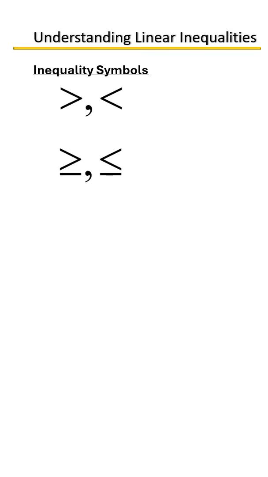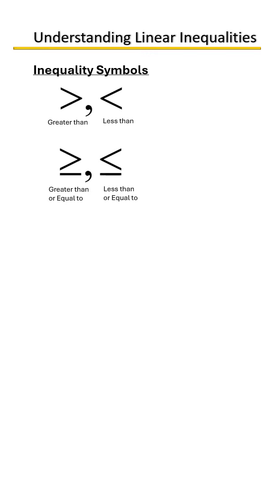The other thing you should know is that linear inequalities have inequality symbols. So it has the greater than, less than, greater than or equal to. Anytime you see a line underneath it, it includes that or equal to. And the other one is less than or equal to.